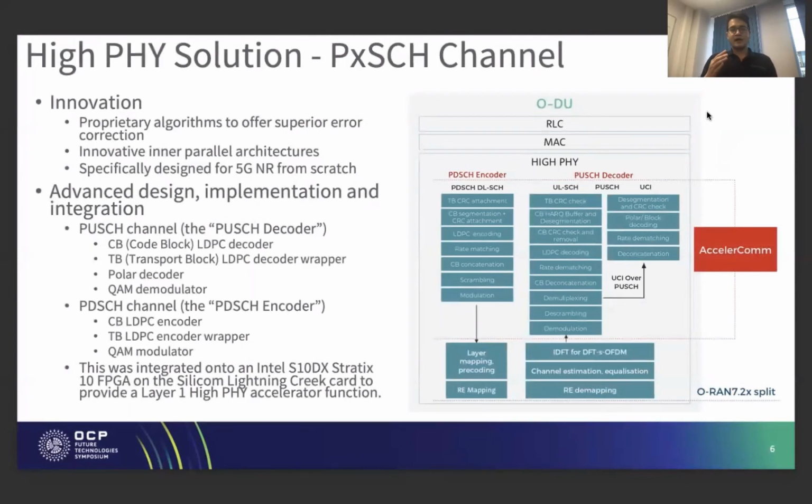The innovation involved comprises proprietary algorithms to offer superior error correction, innovative inner parallelism architectures, and also all the modules that we talk about here are designed for 5G NR from scratch. We have the PUSCH channel, which comprises CB LDPC decode, TB LDPC decode wrapper, polar decode, and also QAM demodulator. On the other hand, we have the PDSCH channel, which comprises CB LDPC encode, TB LDPC encode wrapper, and QAM modulator.